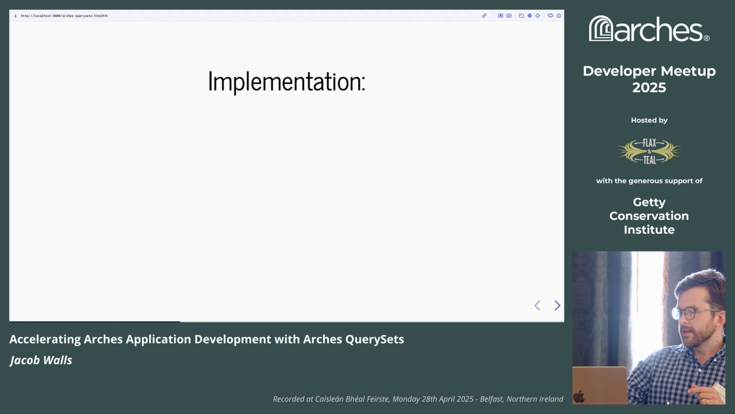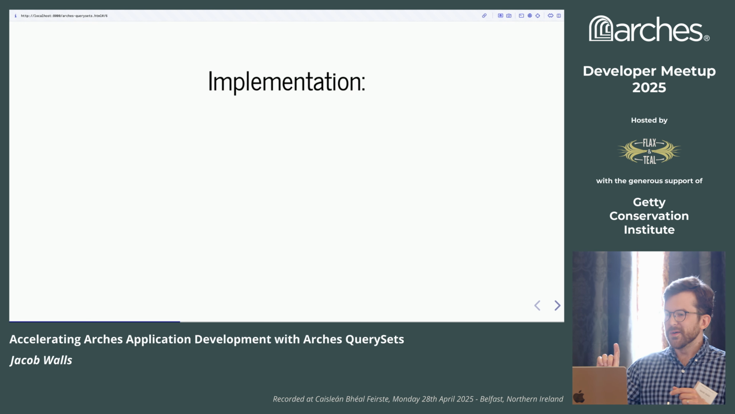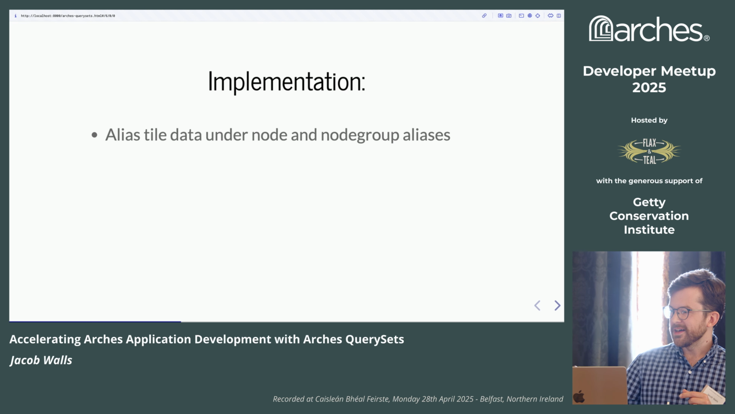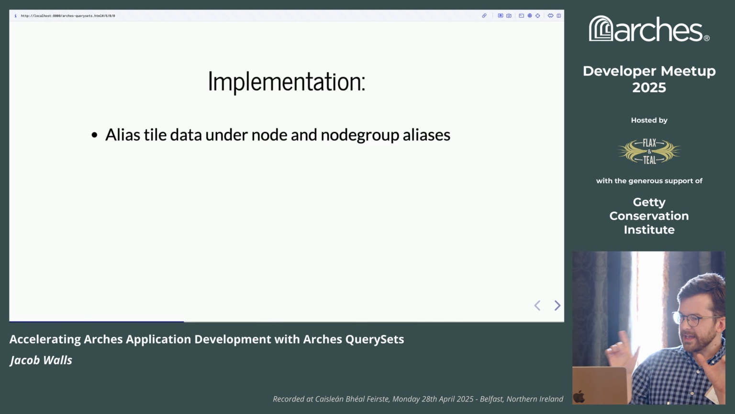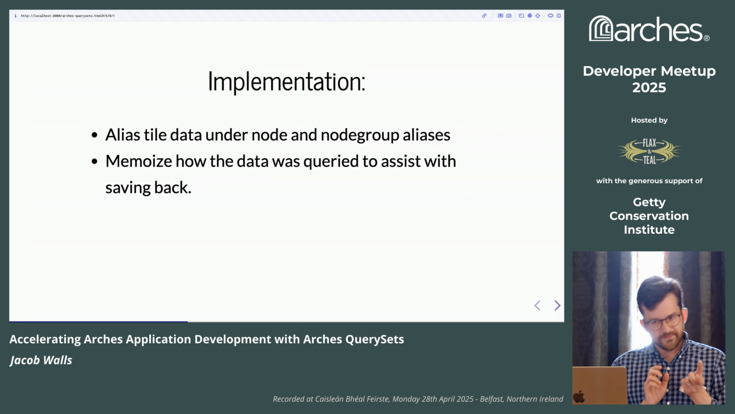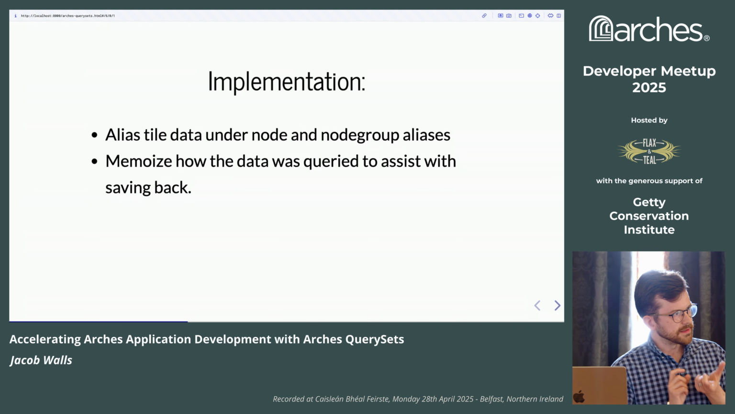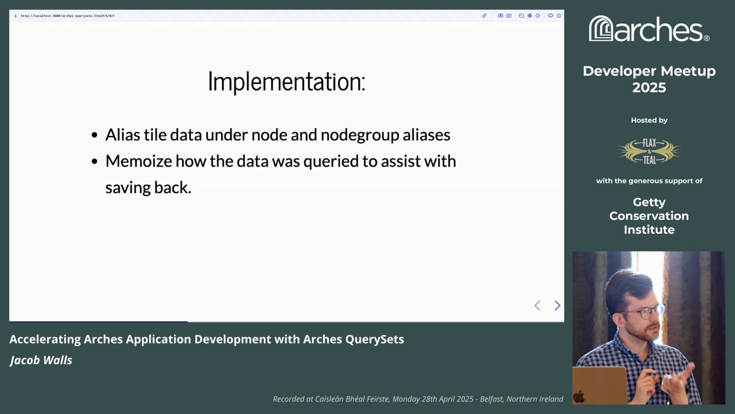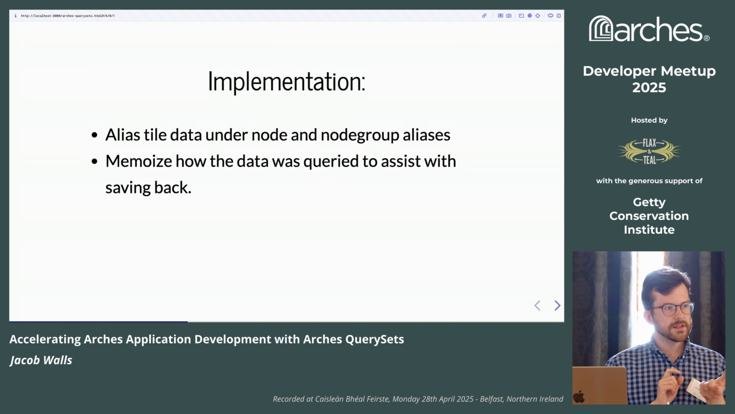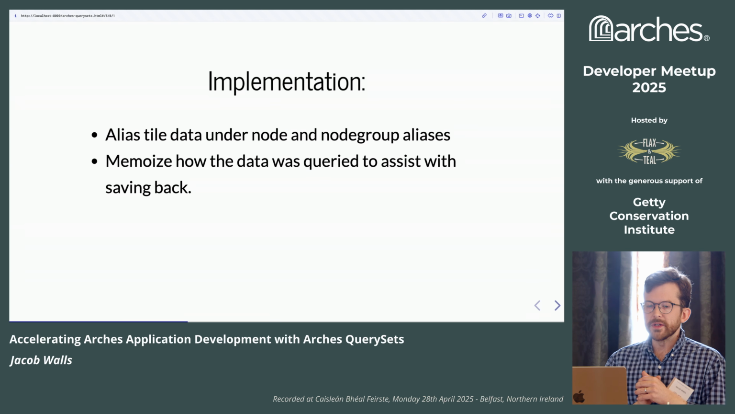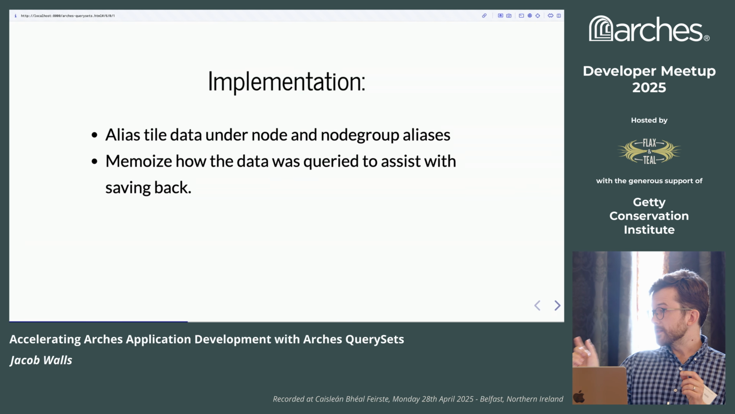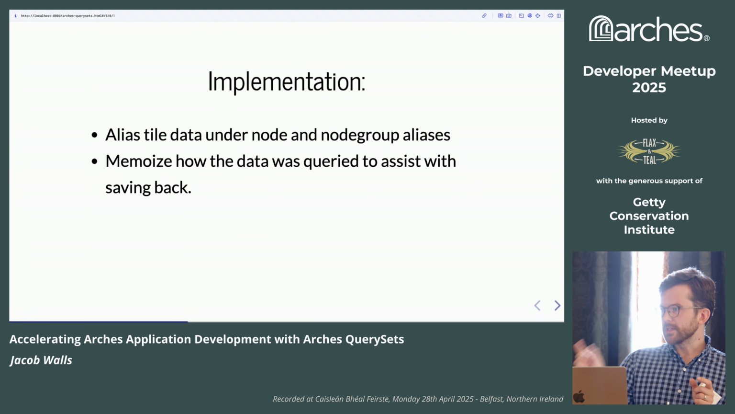I think I may have foreshadowed this slightly, but I'm still going to go through this slide. All we've done is encapsulate at that layer aliasing under node and node group aliases. The one trick was just to avoid creating new database entities. So the current implementation doesn't deploy additional views to back this up or additional tables. It just preserves information that's provided at the time of querying to assist with saving the data back.